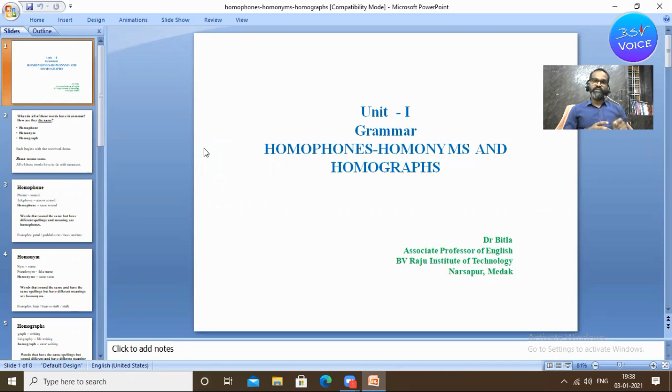A homophone sounds the same, the meaning is different, and the spelling is different. Homophone: phone means sound, as you understand. It sounds the same, spelling is different, meaning is different. When it comes to homograph, graph means writing something. When you write, the spelling is the same. Only the spelling is the same. The meaning is different, and the pronunciation may be the same or different.